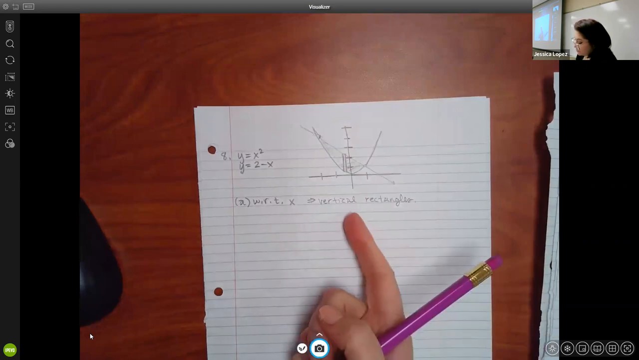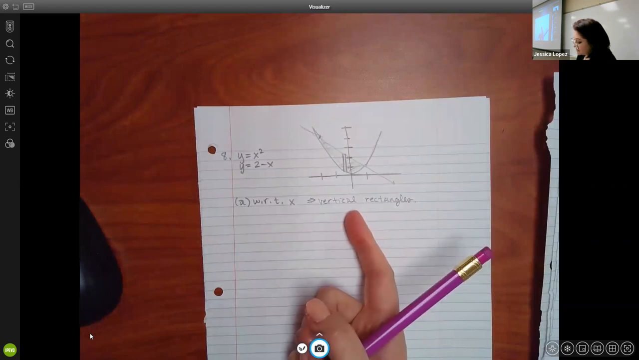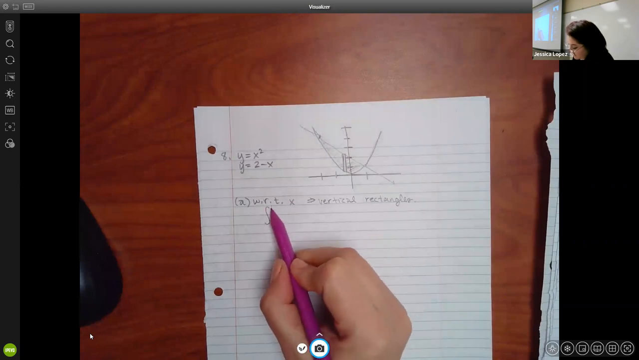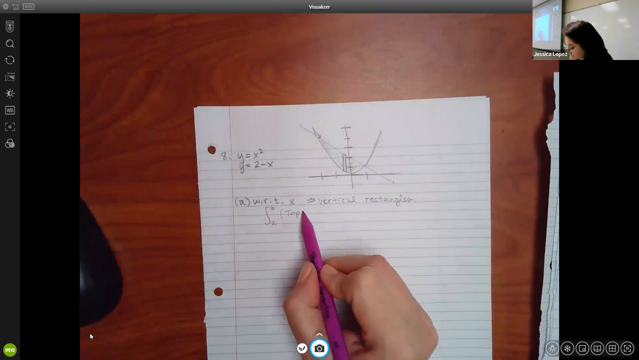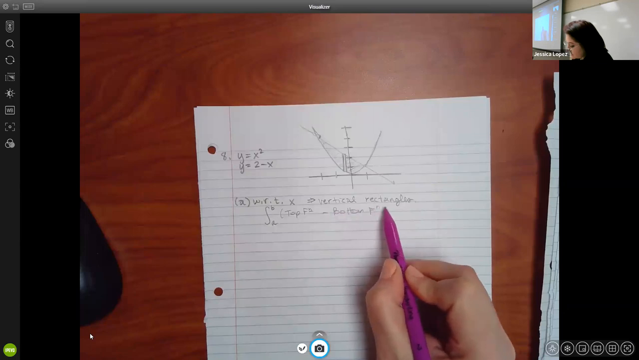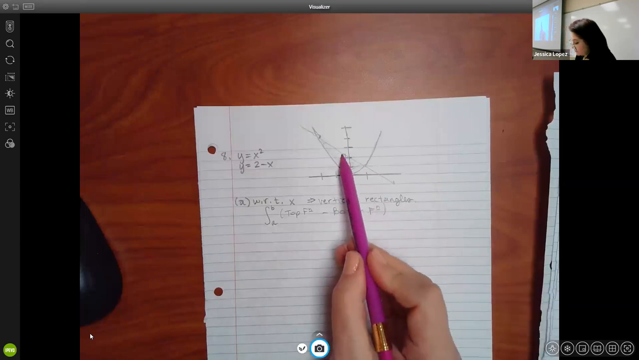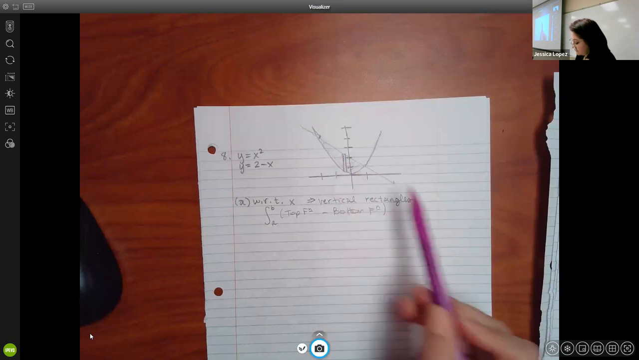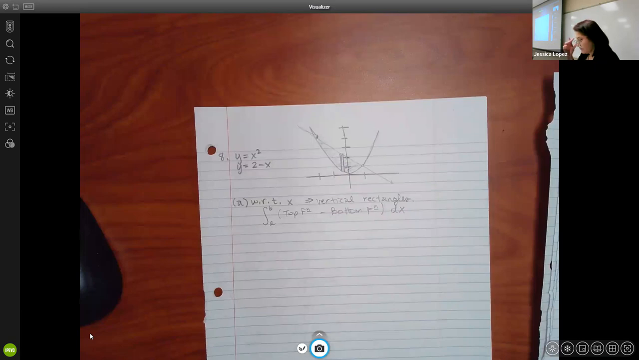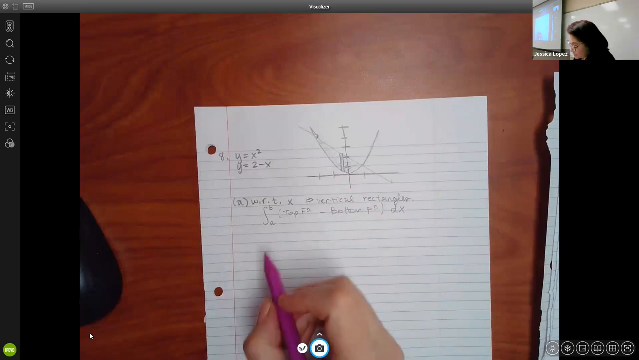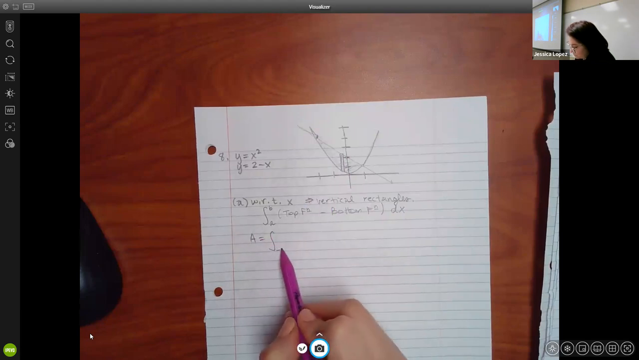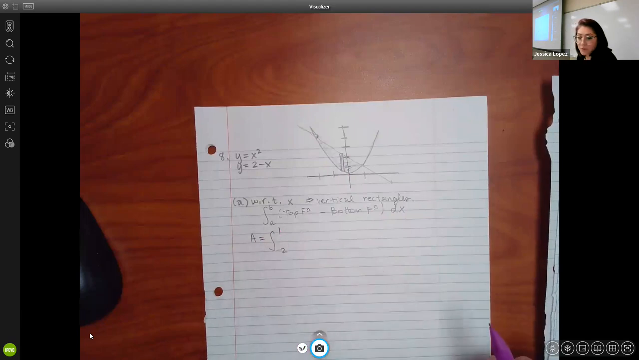So if I'm doing vertical rectangles, then when I set up my integral, it has to be my bounds A to B, and then it has to be your top function minus your bottom function. Why? Because that's how you get the height, right? This rectangle, it's going to give you the top minus the bottom, and that gives you the height. The width is represented by that dx. So for mine, my x values are going from negative 2 to positive 1.